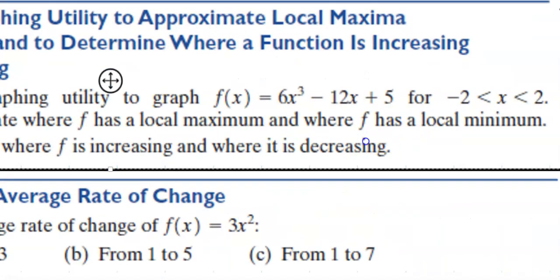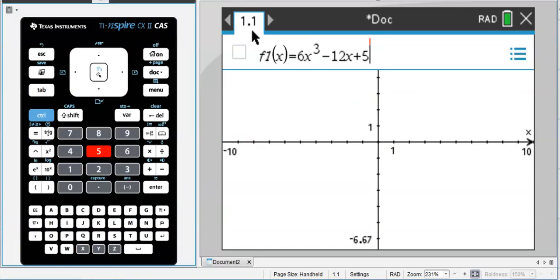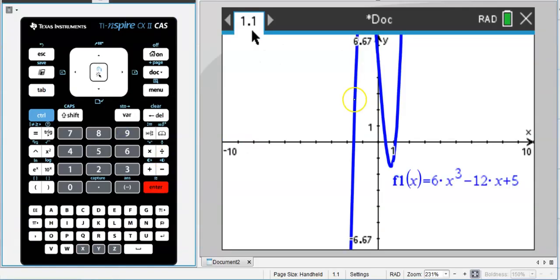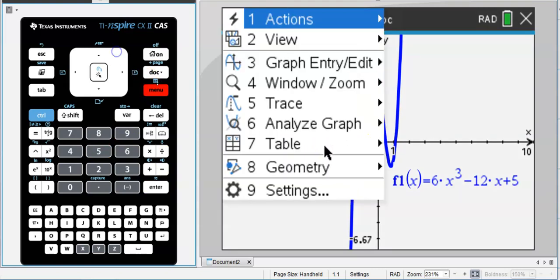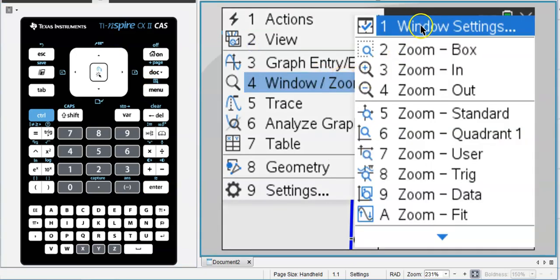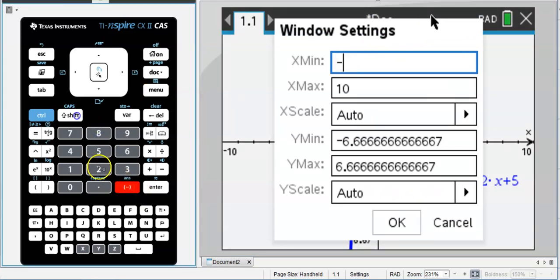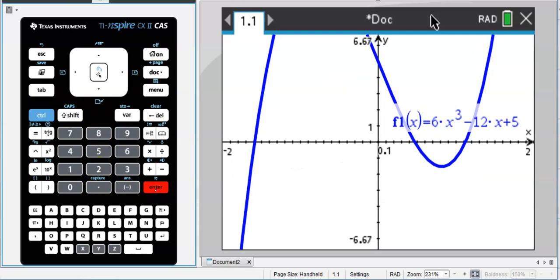Now, what's interesting here is that we're told right off the bat what domain we want to focus on for this function. So we're only going to focus on x values between -2 and +2. And that allows me to adjust my window pretty quickly. I'm not interested in every single x value in this graph. Instead, I'm going to jump into the menu, choose option 4, and then select number 1 to adjust the window settings. We're going to specify the x minimum to be -2 and the x maximum to be +2, and I'm just going to press enter.